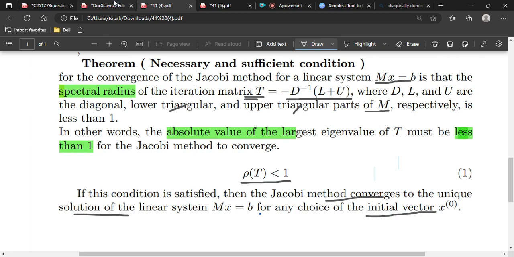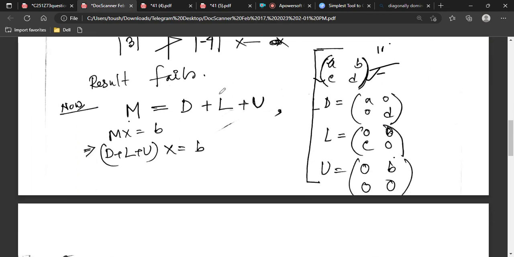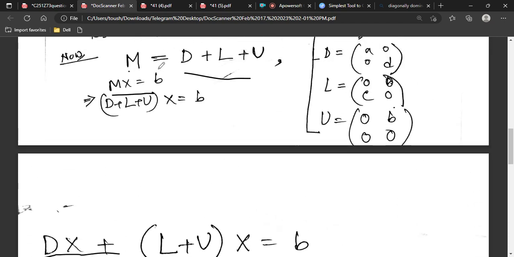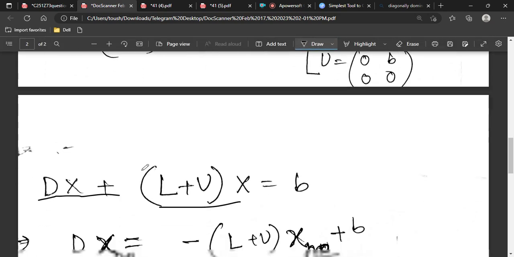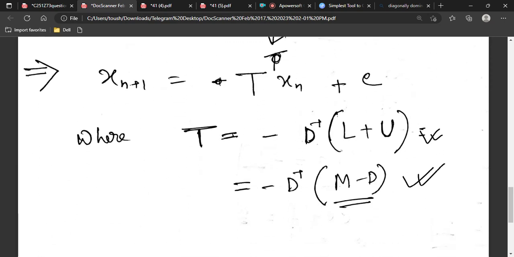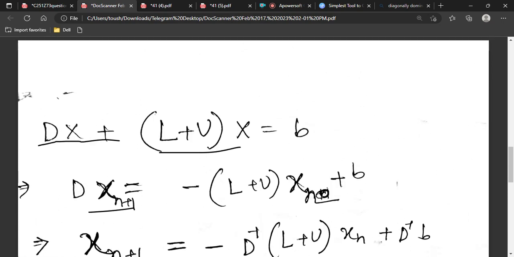Okay. Now let me show you something. You can take a screenshot of this: how we take D, L and U. We will take M is equal to D plus L plus U. Then we will take Mx equal to B. Now Mx equal to B, M is equal to D plus L plus U. Put this value of M here and you will get this, and from there you will get the matrix T. Okay. I think you can do this by yourself.